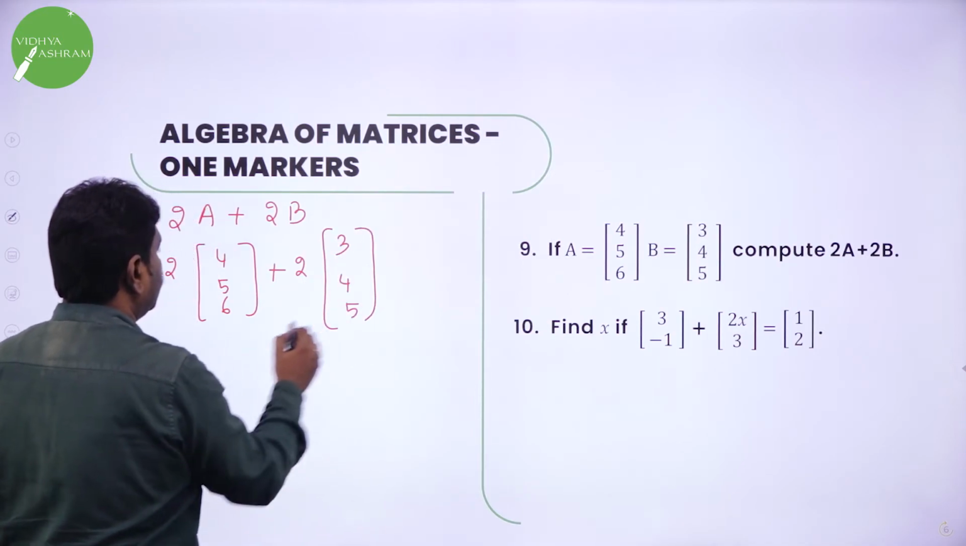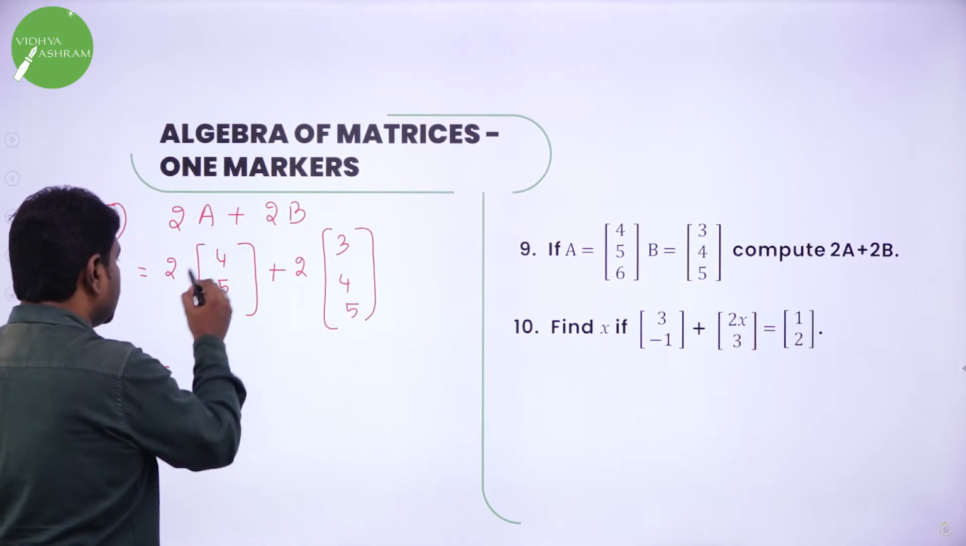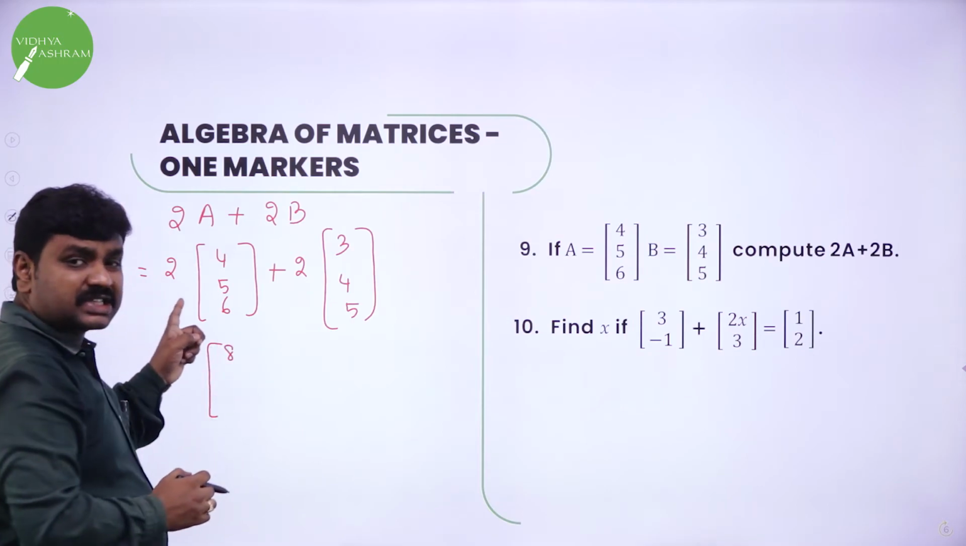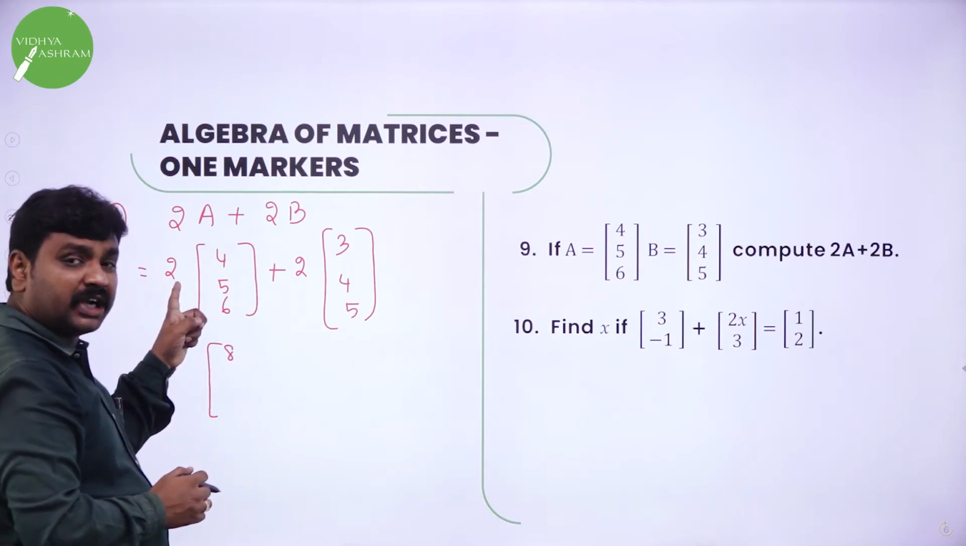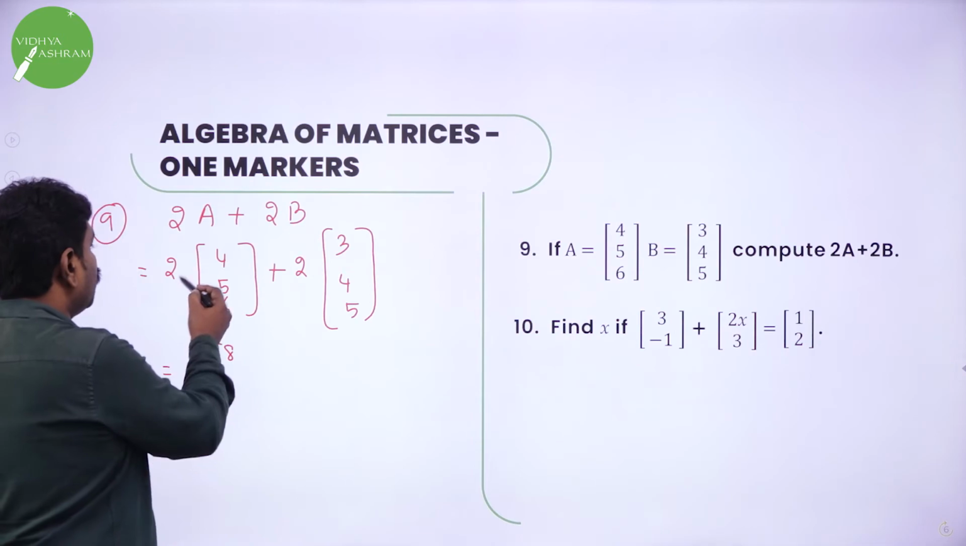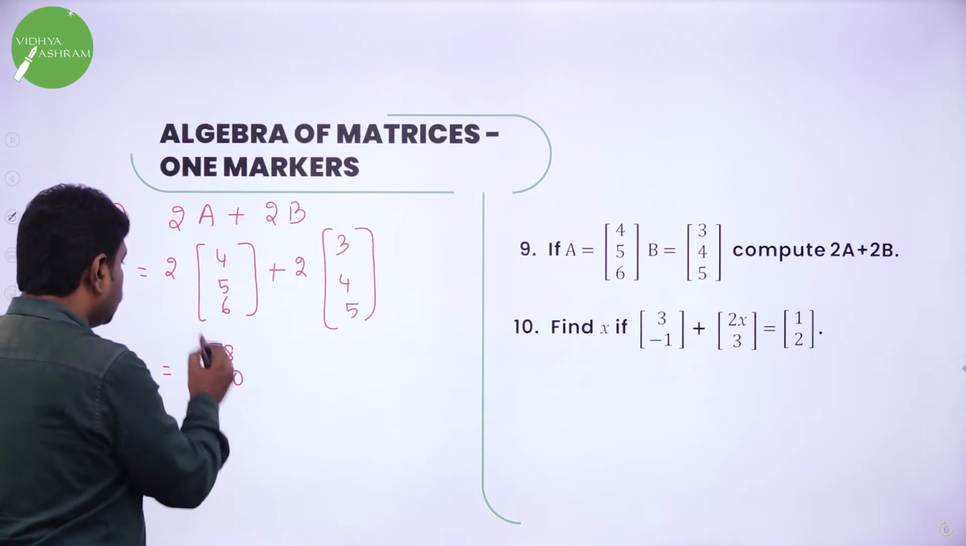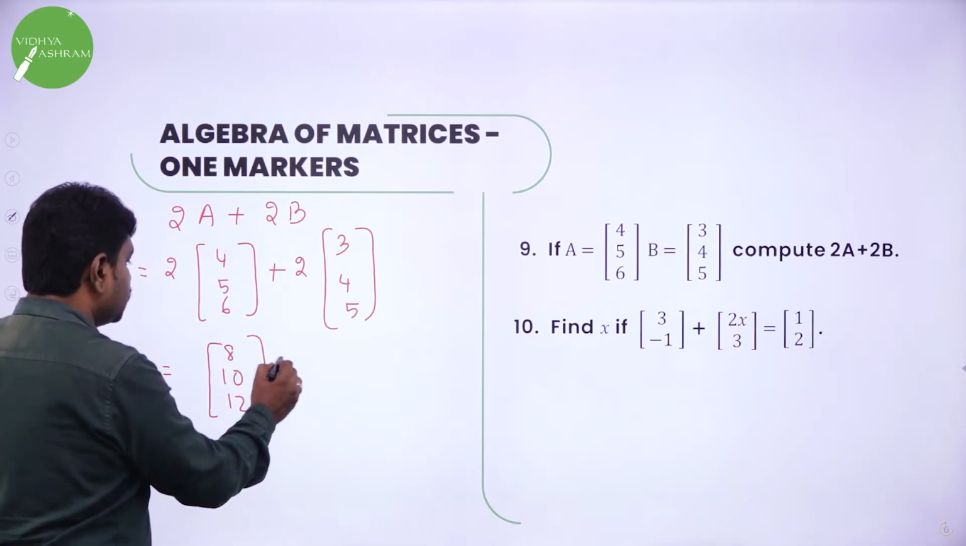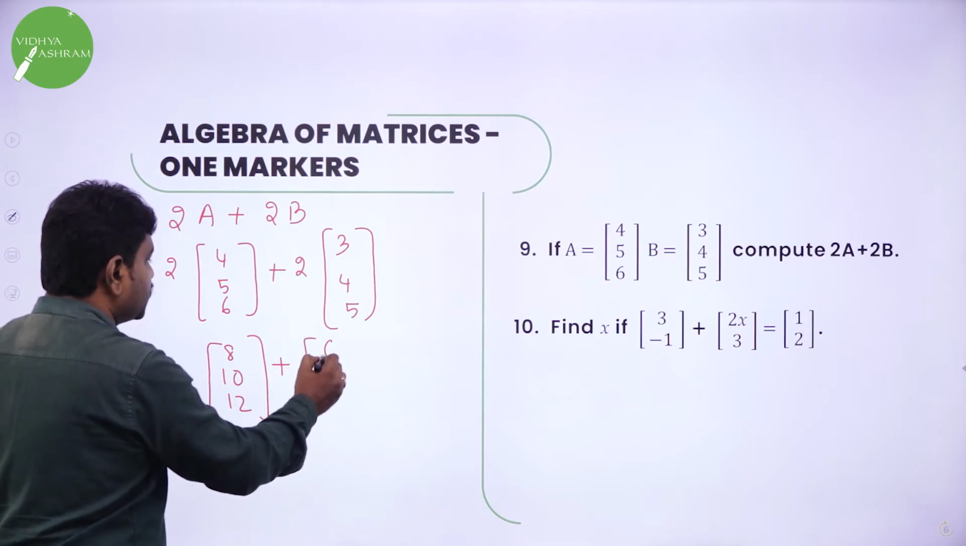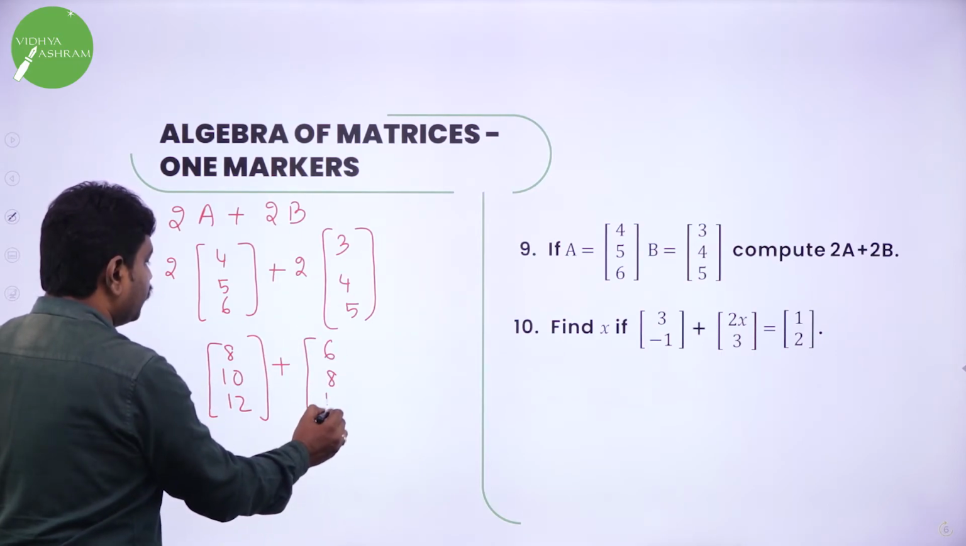So now you know how to find 2A. How to find 2A? Multiply 2 to each element. 2 4s are 8. This is called scalar multiplication. 2A means multiply 2 to each element of A. 2 4s are 8, 2 5s are 10, 2 6s are 12. Plus, multiply 2 to each element of B. 2 3s are 6, 2 4s are 8, 2 5s are 10.